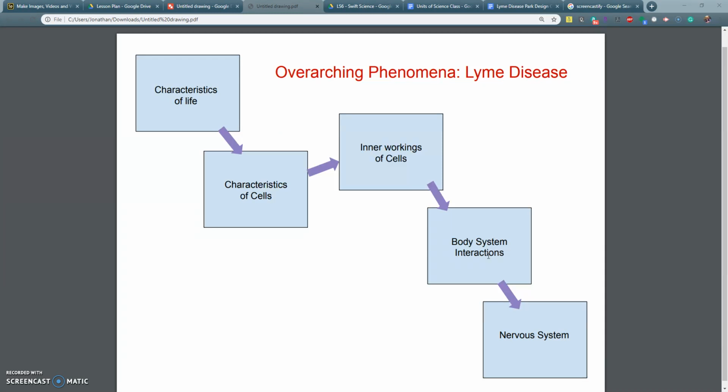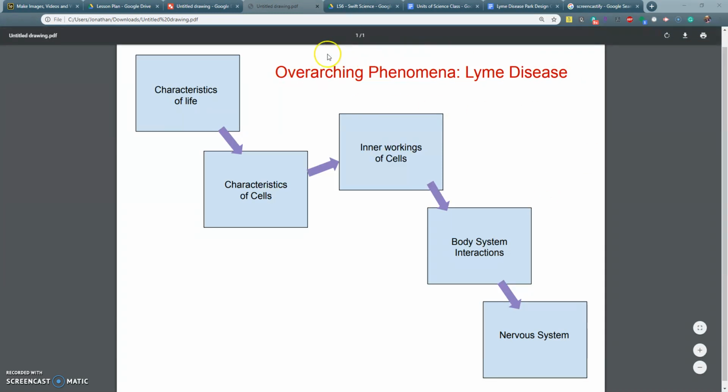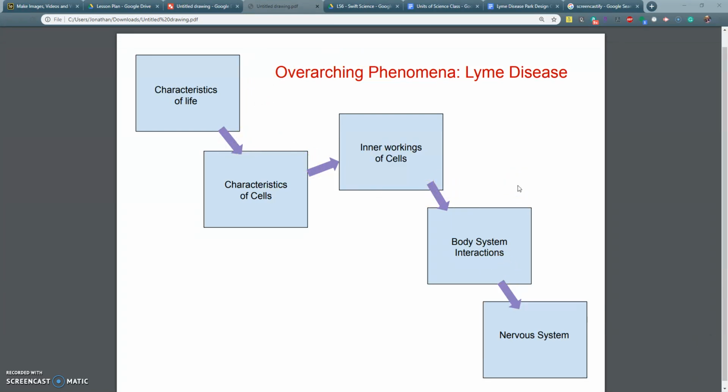Now, throughout this entire unit, which was about 4 months long, the overarching phenomenon was Lyme disease. And I used this at every single arrow that you see here. I used Lyme disease as a way to actually build a bridge from one section to another.